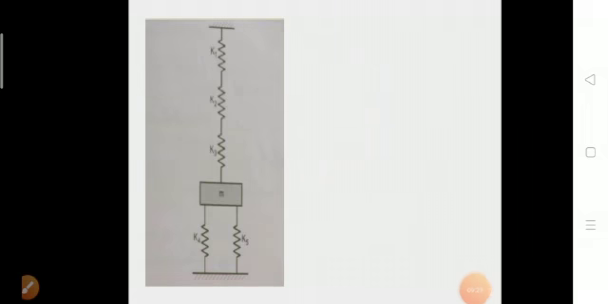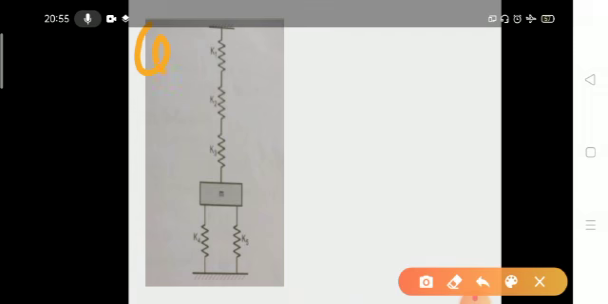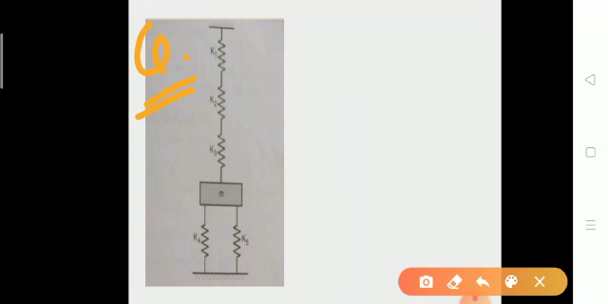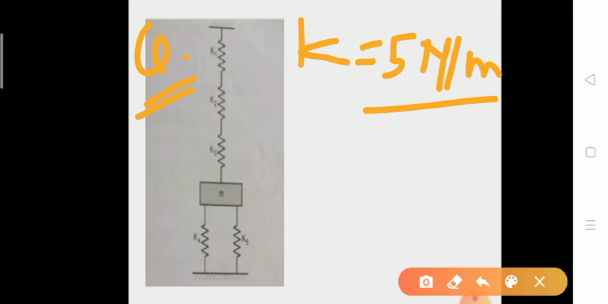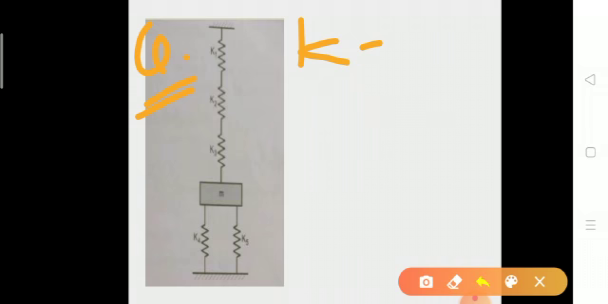Let's take an example over here. This is your question. There are a total of 5 springs in this system: k1, k2, k3, k4 and k5. Let's take the value of each spring stiffness, k, as 5 Newton per meter. Then observe spring number 1, spring number 2 and spring number 3. Are these springs in series or in parallel? These springs are in series with each other.